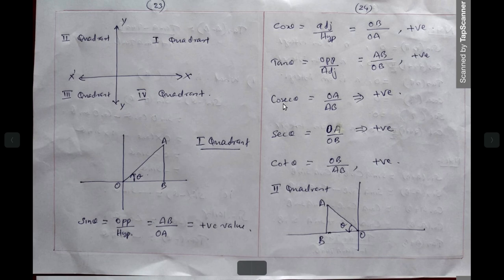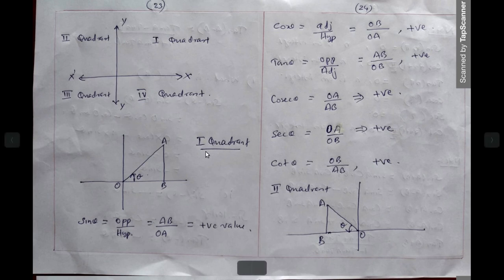Similarly, cosec theta. What is cosec theta? Reciprocal of sin theta. That is OA by AB, isn't it? OA by AB. That is also positive because what? Here sin theta is positive, therefore cosec theta is also positive. Similarly, cos theta is positive, therefore sec theta is also positive. Tan theta is positive, therefore cot theta is also positive.